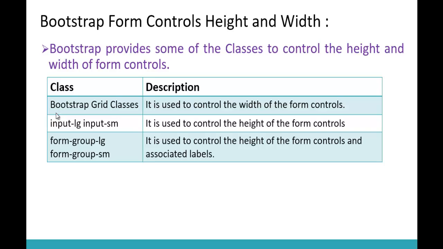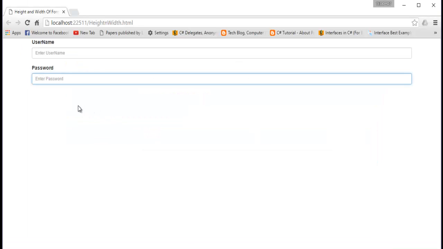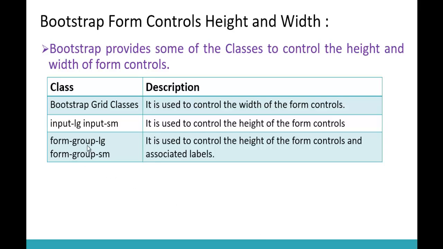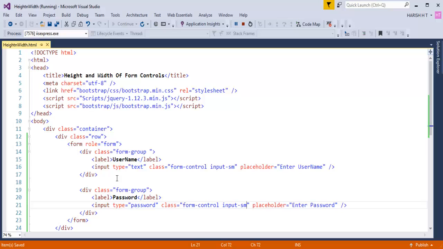And we have the last set of classes, that is form-group-lg and form-group-sm. They are used to control the height of the form controls and the associated labels also. Input-lg and input-sm apply only to the input type text. But if I want to increase the size of the labels also, as well as the controls, then we have the classes form-group-lg and form-group-sm. Where do I apply them? We have to apply them to this.